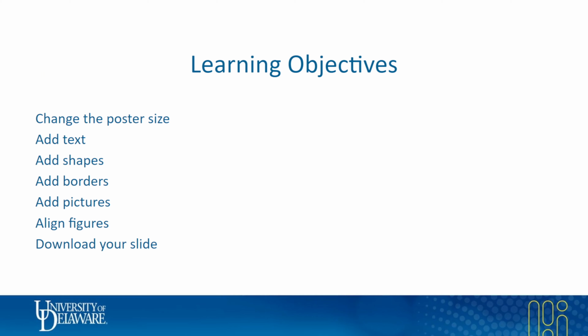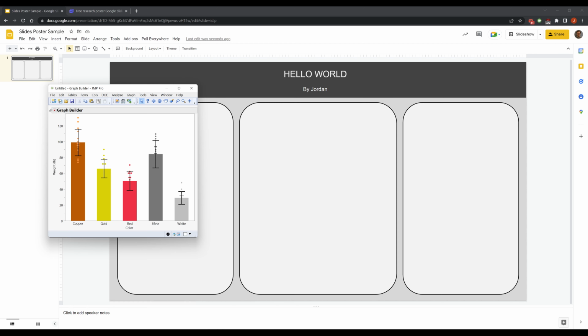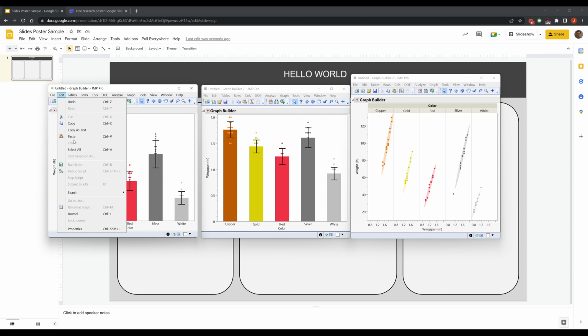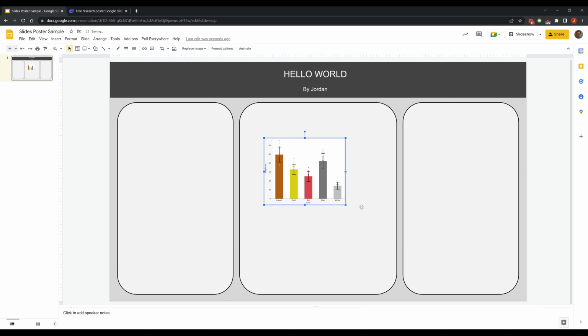So quick, revisit where we are. We can add text, we can add shapes, we can add borders. Let's put some pictures in here. Let's talk about that. So maybe I did some research, I pulled up my baby dragons, and I learned all kinds of cool stuff about them, and I want to get these into my posters here. So I'm going to copy this. I'm going to paste that. It's good that it's that big.